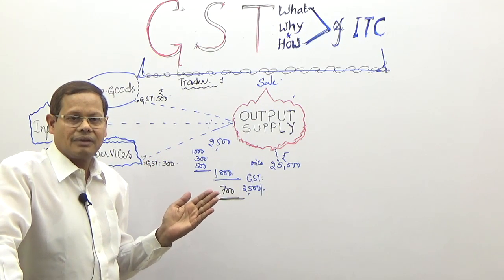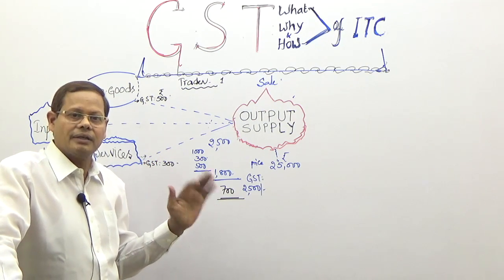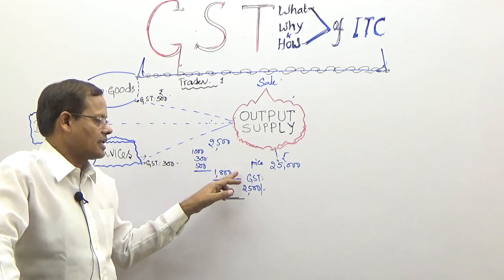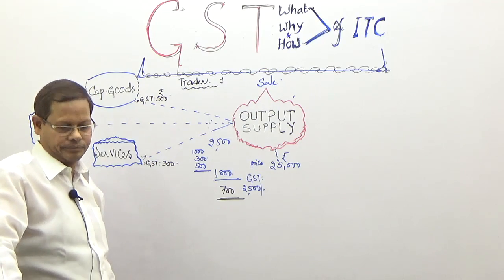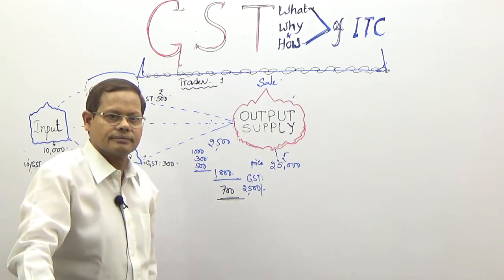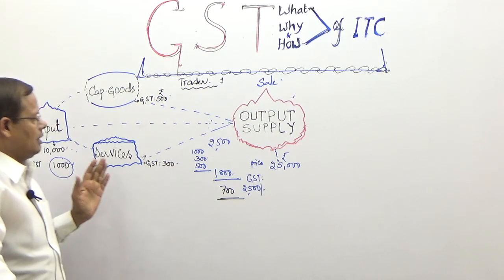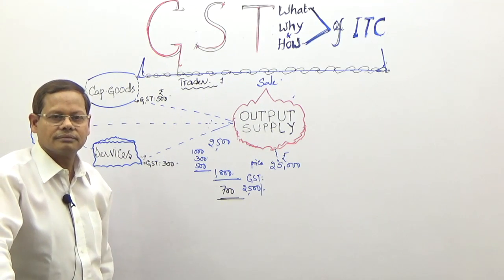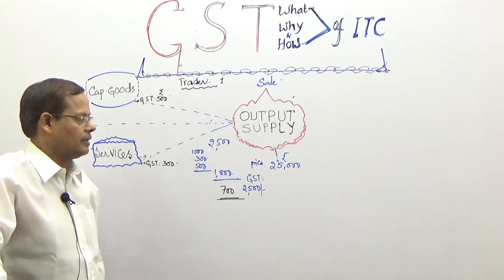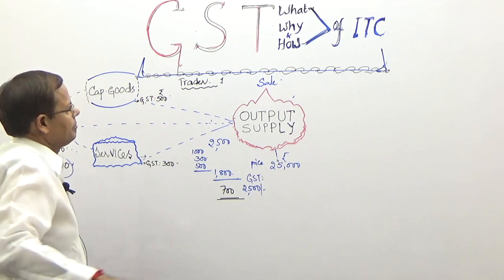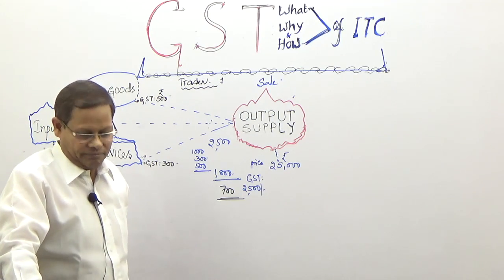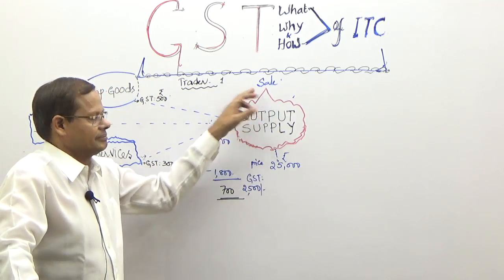input taxes at input level. Input level means all the three, plus value addition. Put together, 18 plus 7 is equal to 2,500. So I don't think there is any complication. Any complication you should not feel. So here, this is a case of a trader because he is selling.